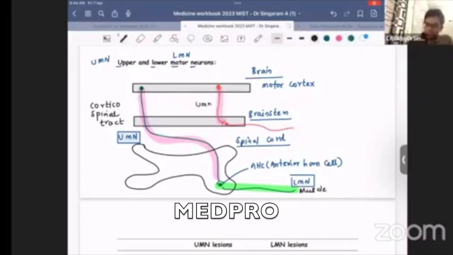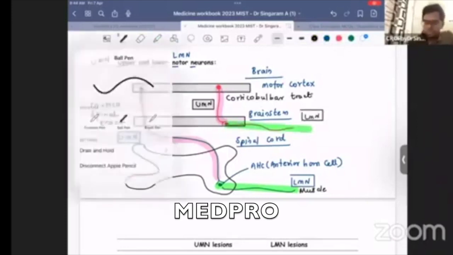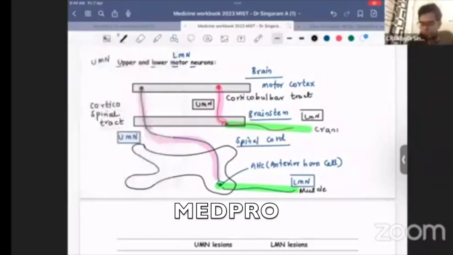And what is the name of this tract from the brain to the brainstem? It is called the corticobulbar tract. And from the brainstem, you have the cranial nerve nuclei and the cranial nerve which is coming out. You call that the LMN, lower motor neuron. Lower motor neuron here simply refers to the cranial nerves.